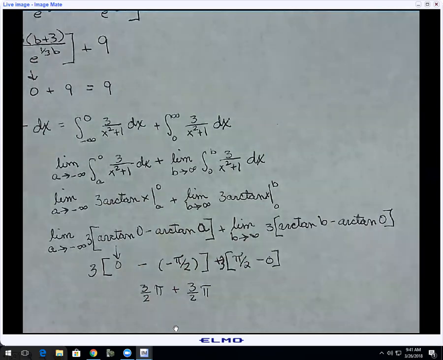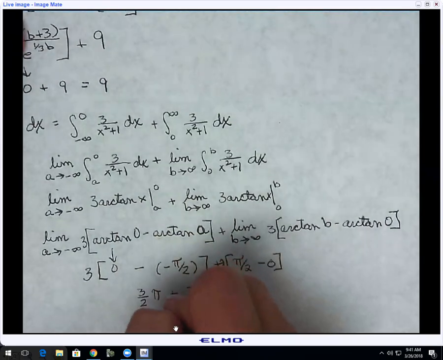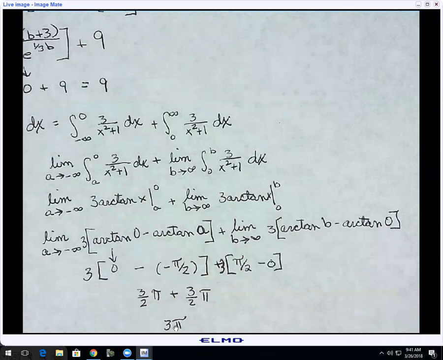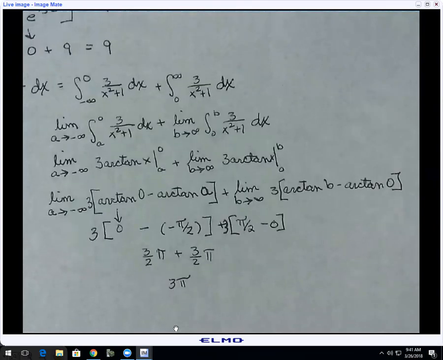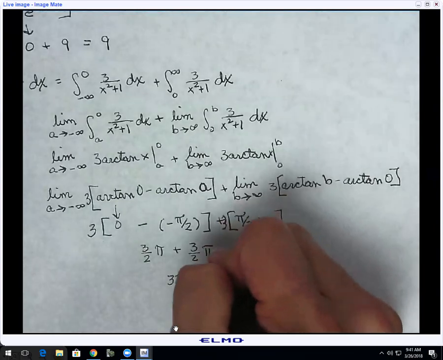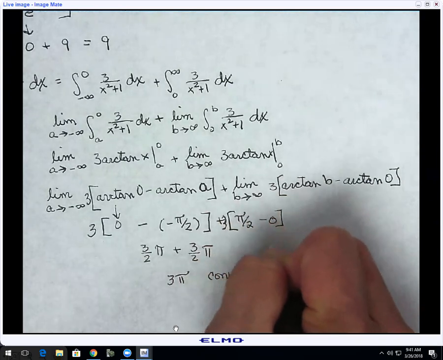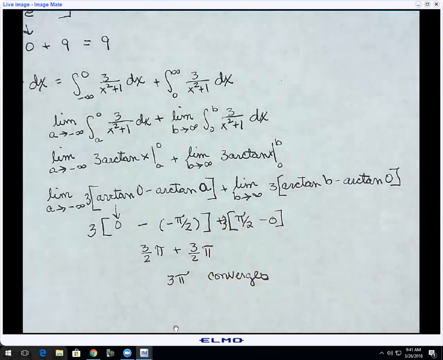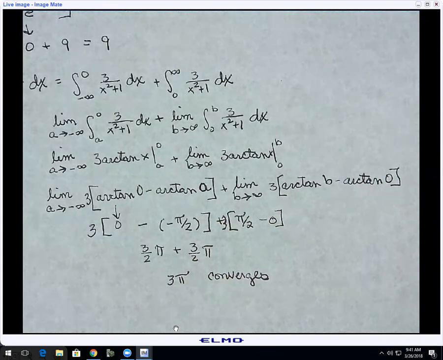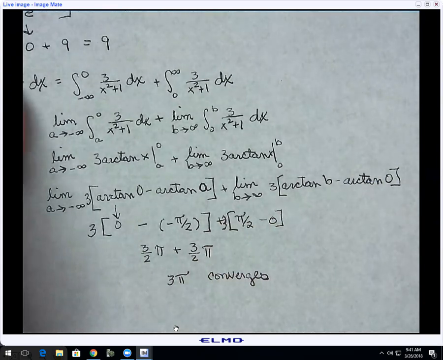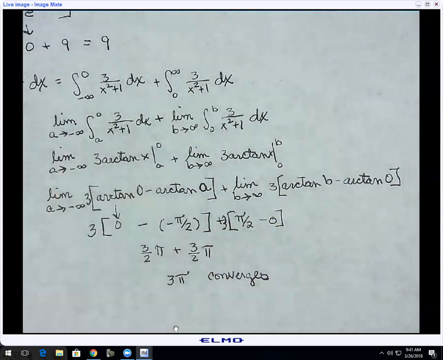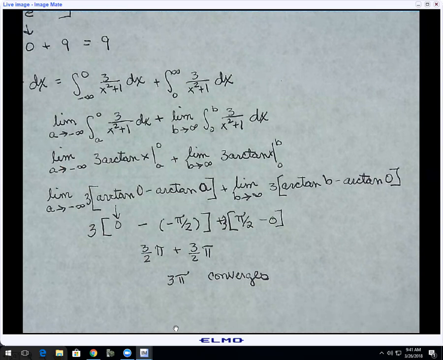And what's 3/2 pi plus 3/2 pi? That integral converges. And the area under the curve 3 over x squared plus 1 from forever to the left to forever to the right, that area is 3 pi. Exactly. Not approximately, but exactly.